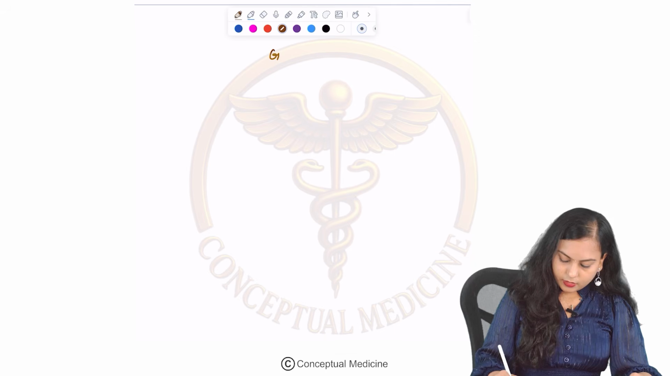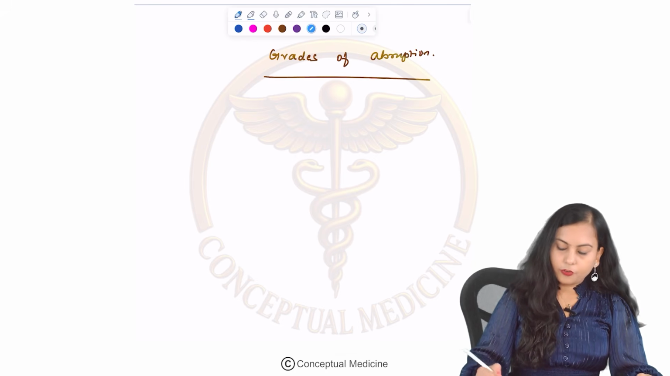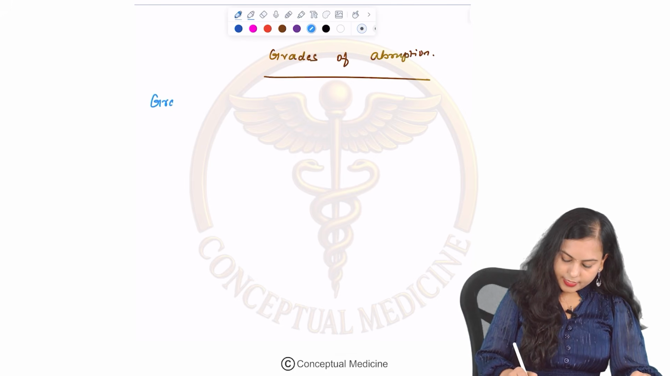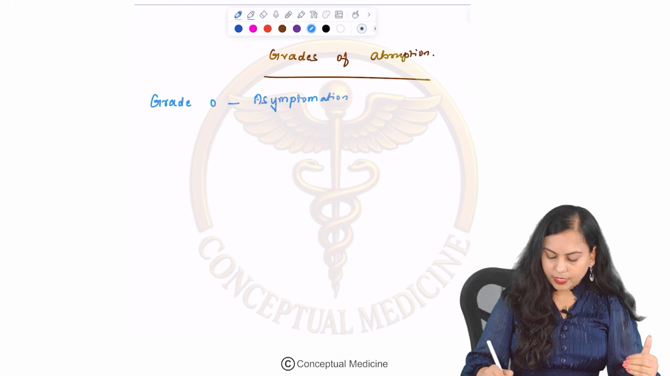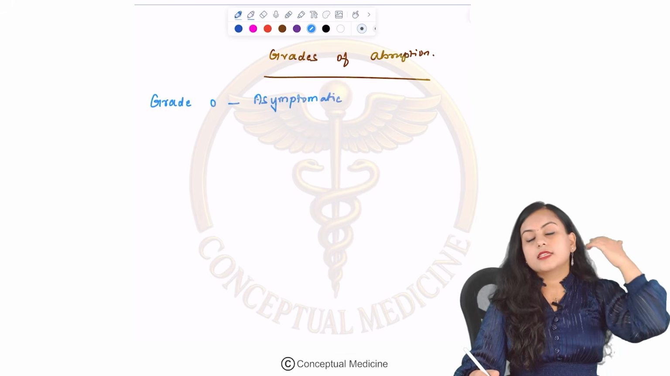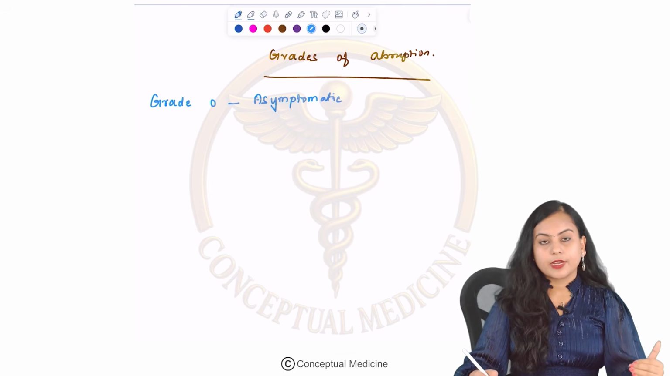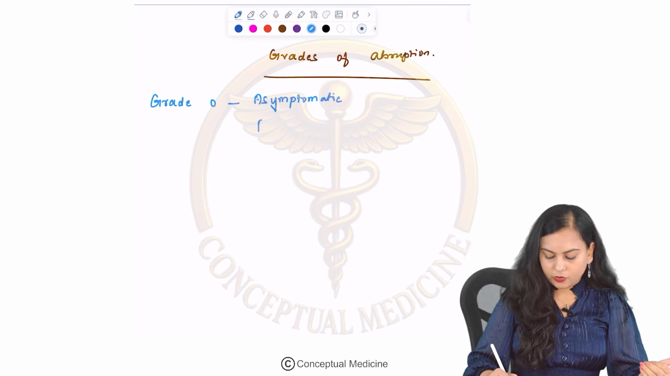Okay. So, grades of abruption, we have 4 grades. Okay. So, grade 0 is where the patient is mostly asymptomatic, and abruption is mostly discovered after delivery only, where it will be seen as a retroplacental clot.